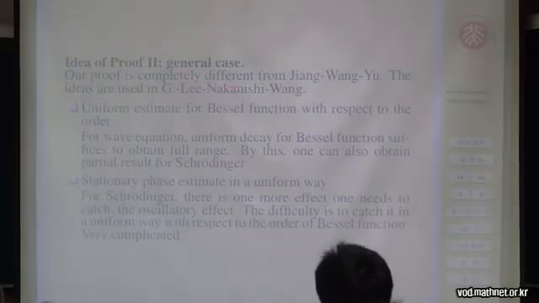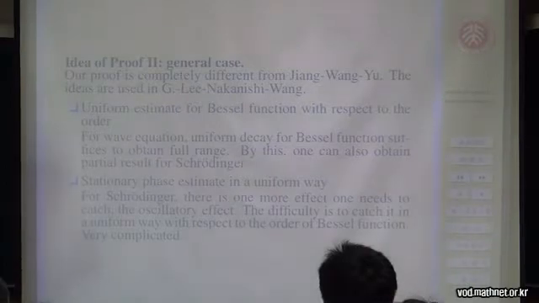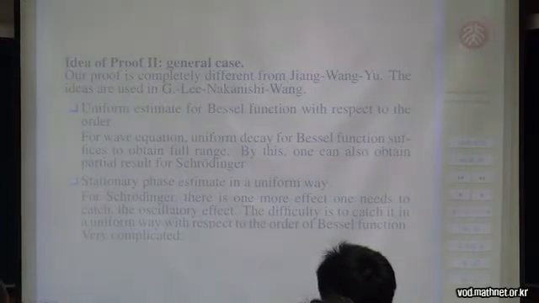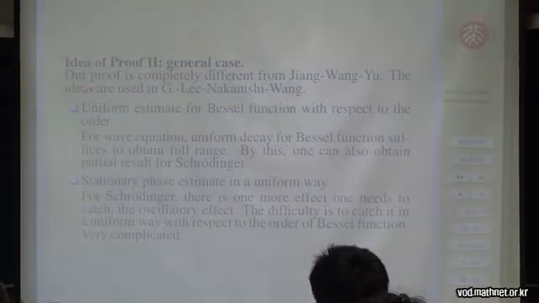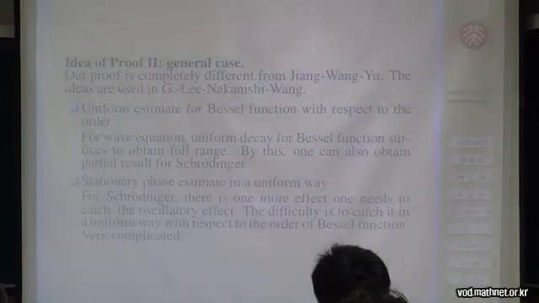Our proof is completely different from their result on the wave. Their result used, in a special way, properties of the wave equation. Here we actually follow the ideas in our first work. The idea is quite simple: uniform Bessel functions with respect to the order, and the stationary phase estimate in a uniform way. I will be more precise.